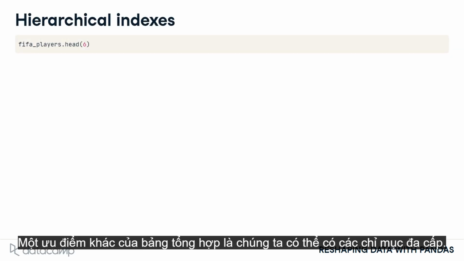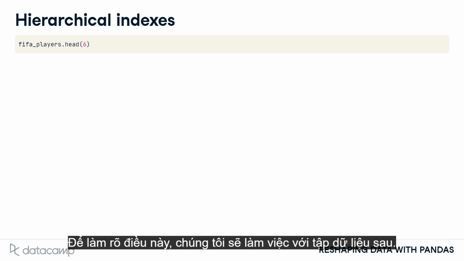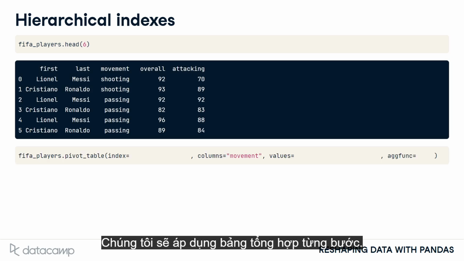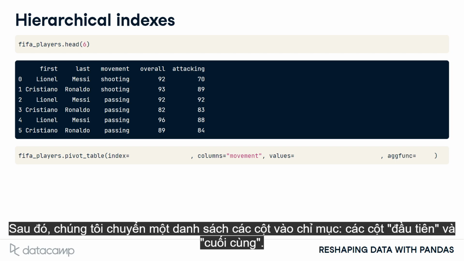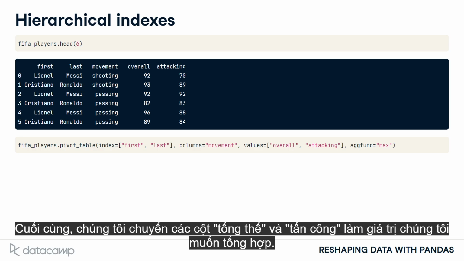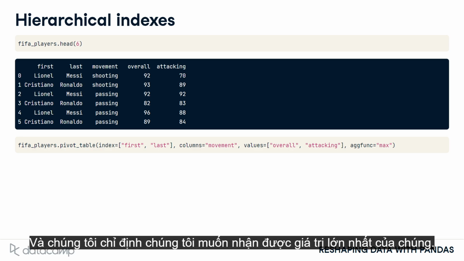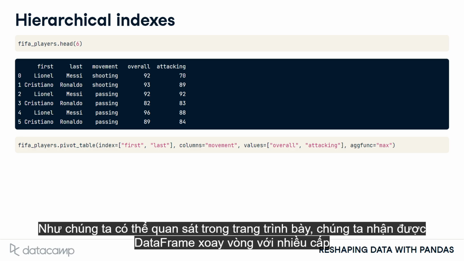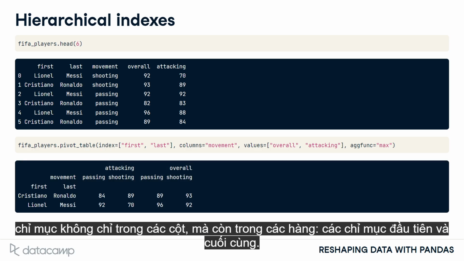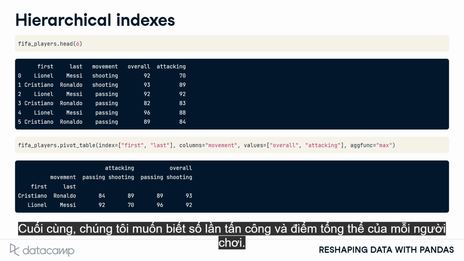Another advantage of pivot tables is that we can have multi-level indexes. To clarify this, we'll work with the following dataset. We'll apply the pivot table step by step. We set the column movement as columns. Then we pass a list of columns to the index, the columns first and last. Finally, we pass the columns overall and attacking as the values we want to aggregate. And we specify we want to get their maximum value. As you can observe in the slide, we get a pivoted data frame with multi-level index not only in the columns but also in the rows, the indexes first and last.